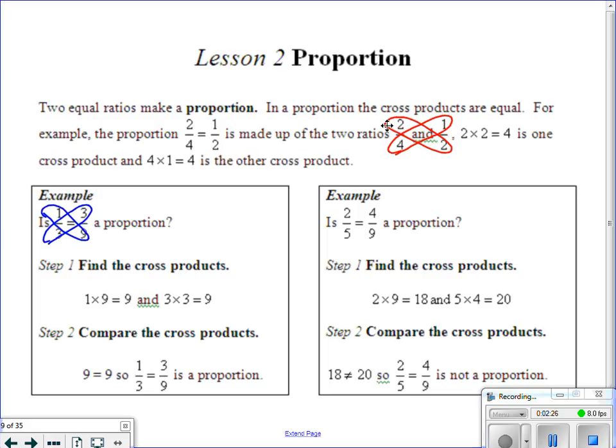If you look at the other example, is 2 to 5 equal to 4 to 9? Well, again, look at your cross products. 2 times 9 is 18. But 5 times 4 is 20. So since one cross product equals 18 and the other one equals 20, that means it's not a proportion. Okay?